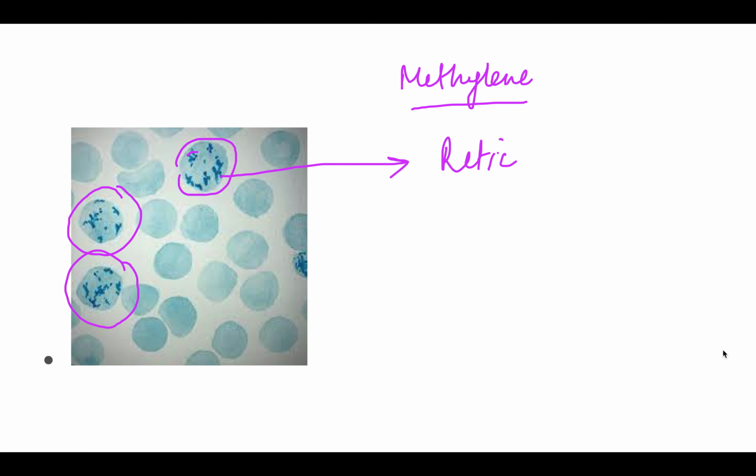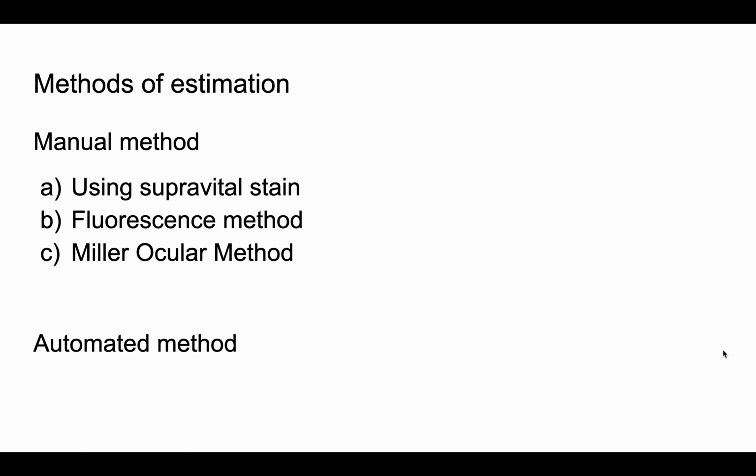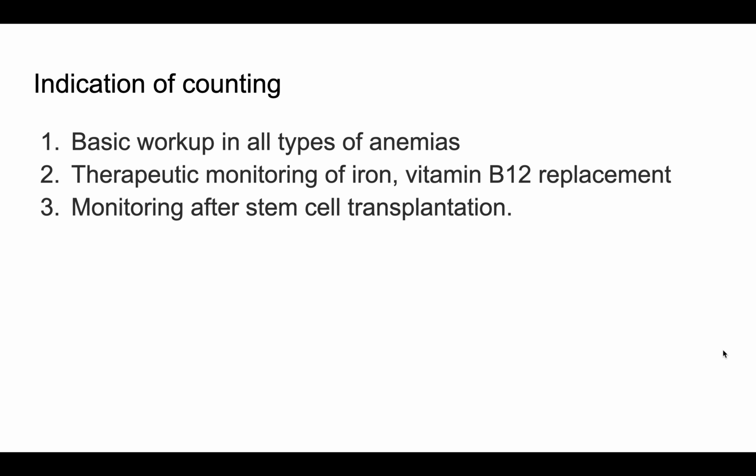Now, going to the methods of estimation. To estimate the reticulocyte count, you can use automated methods and manual methods. Automated cell counters have a reagent inside them that can stain retics specifically and get a count. Manual methods include supravital stain, fluorescence method, and Miller ocular method. We will study the supravital stain method.